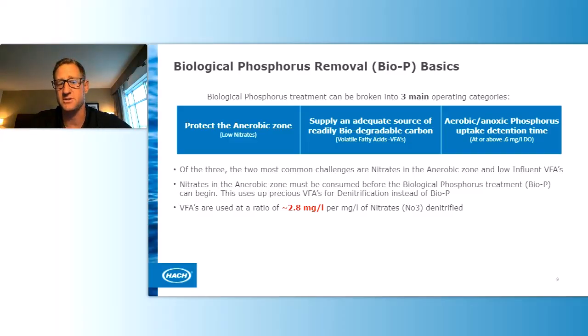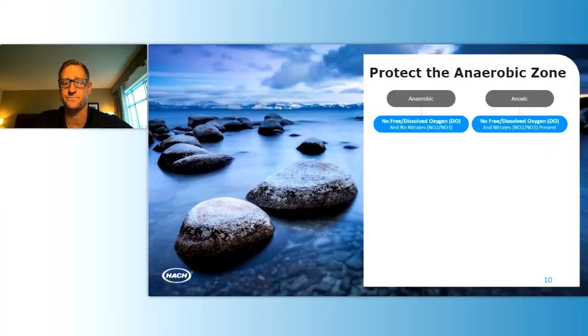And those nitrates use up volatile fatty acids, these precious carbons that the organisms that do phosphorus removal use to increase phosphate levels in an anaerobic zone, at a rate of about 2.8 milligrams per liter of volatile fatty acids used up per milligram per liter of nitrate denitrified. So if you have lots of volatile fatty acids, then it might be working out just fine for you. But if you don't, which is very common, then every milligram per liter of nitrate in an anaerobic zone is a big deal.